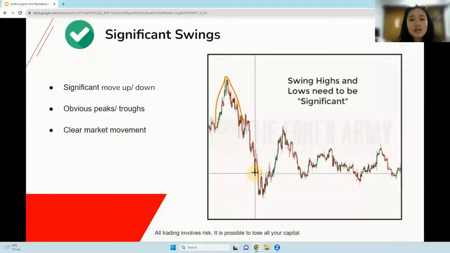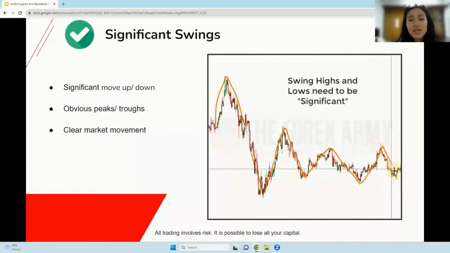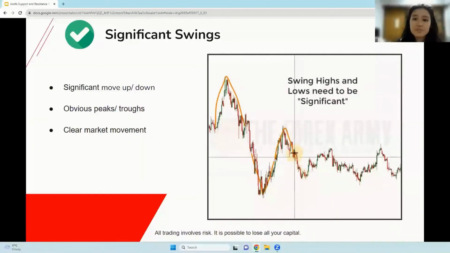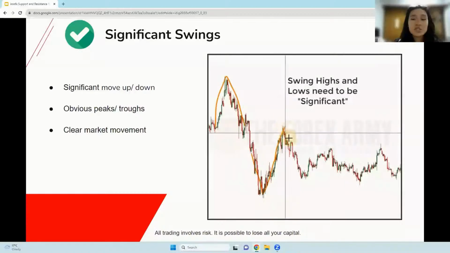Okay, and now let's take a look at a correct example of significant swings. So here you can see that there is a clear move up and down with obvious peaks and troughs and, yeah, clear market movements basically. So in this GIF, that's basically what you are looking for when you are deciding on a chart to analyze. So people may ask, which time frame do you use, which time frame do you recommend?